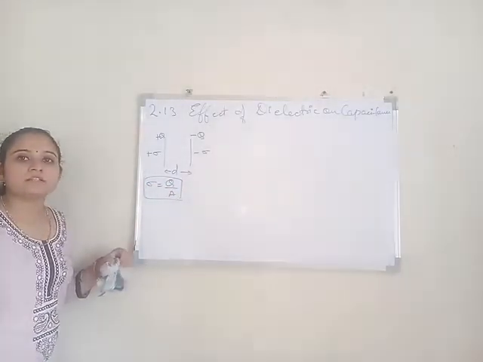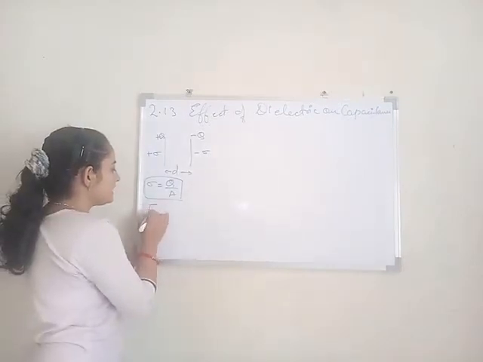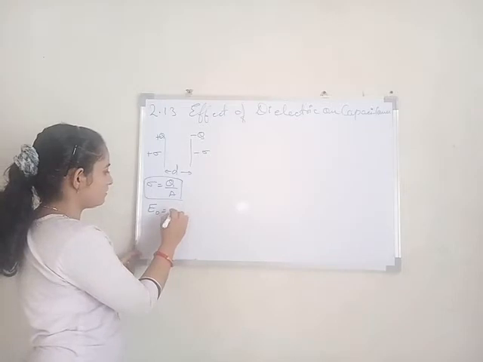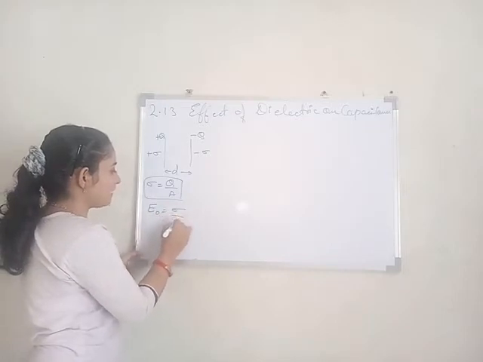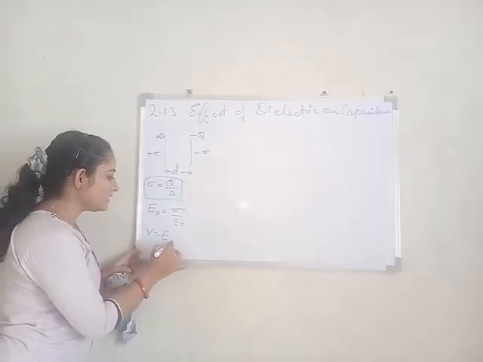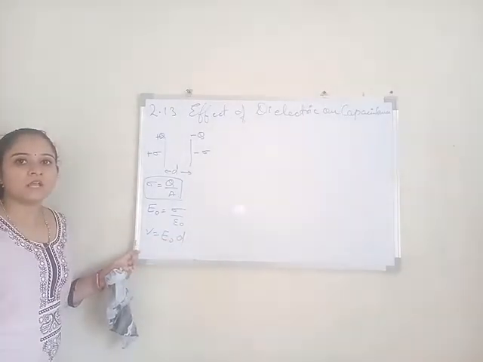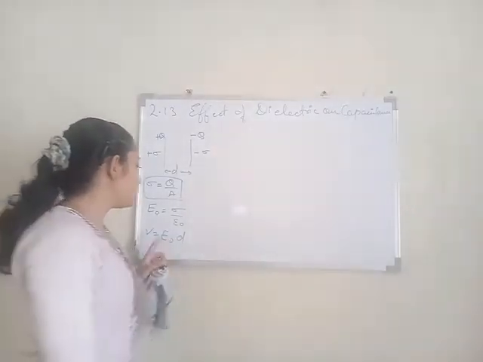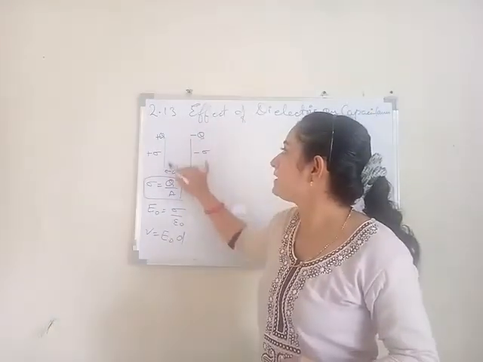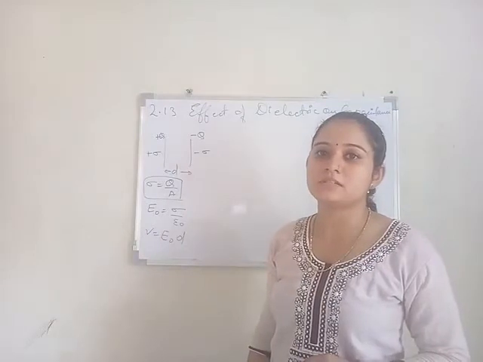Now we know that the field E0 will be equal to sigma upon epsilon 0, and V equal to E0 d. Now this is the potential and field when there is a vacuum between the two plates of the capacitor.